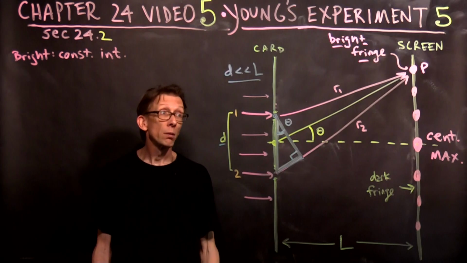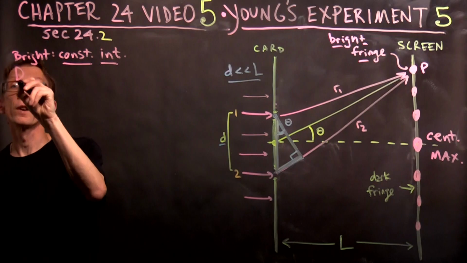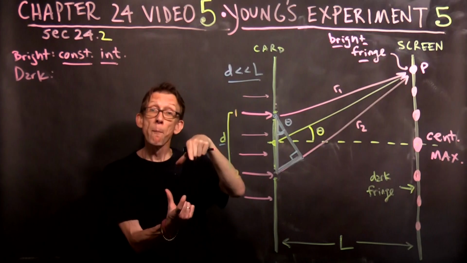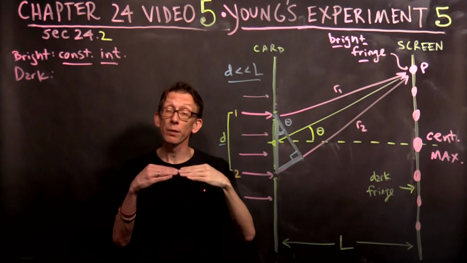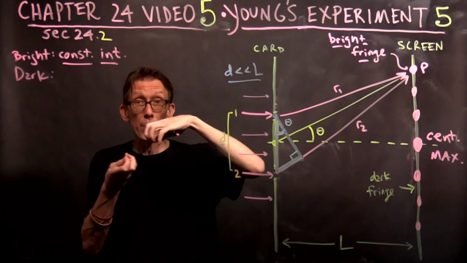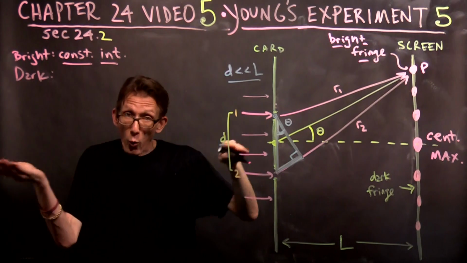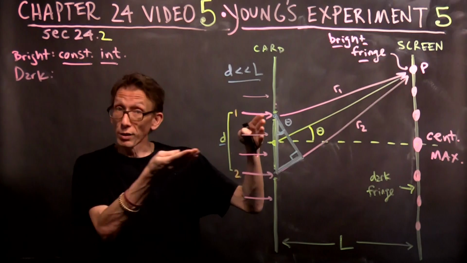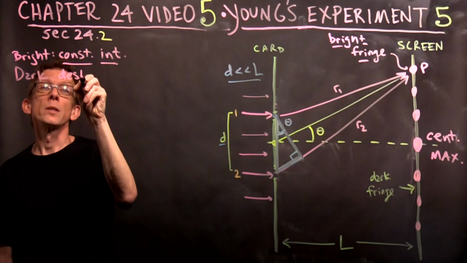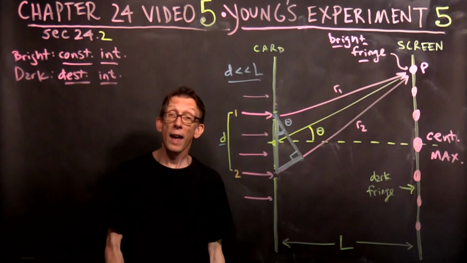Bright fringes, like point P, like the central max, are constructive interference. The dark fringes are where peaks and troughs meet up with each other and cancel each other out. Like in video 1, talking about the water waves, when the peak and the trough met up, they canceled out. So there was no wave. In this case, because these are light waves, that means no light. Dark fringes, destructive interference. That's what's going on.